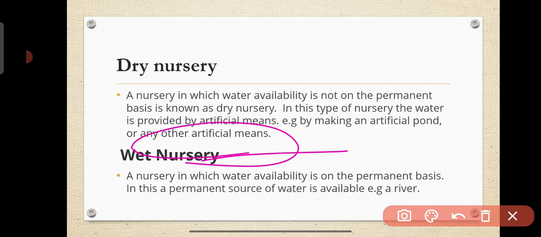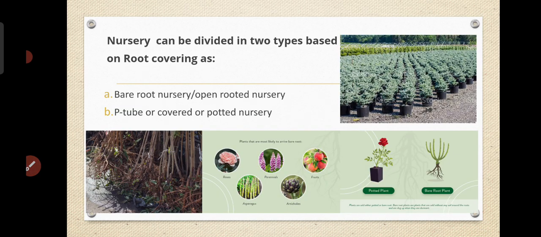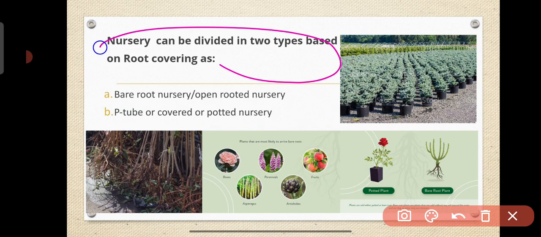So in wet nursery, the water is available on the permanent basis. This can be with the help of a river, pond, or something like that. So the water will be available on permanent basis. Next, on the basis of root covering, nurseries can be divided as bare root nurseries and p-tube nurseries.